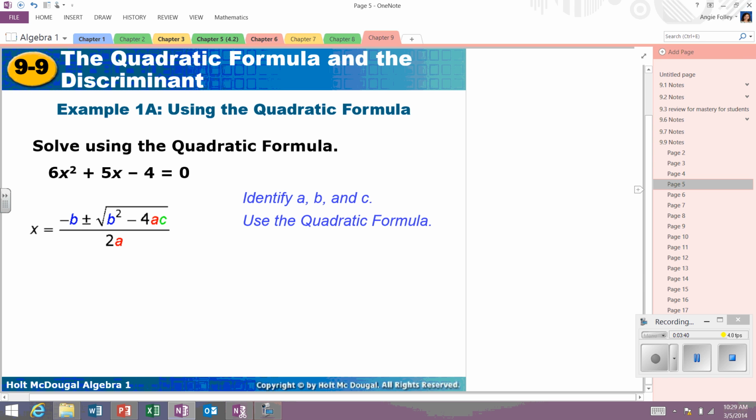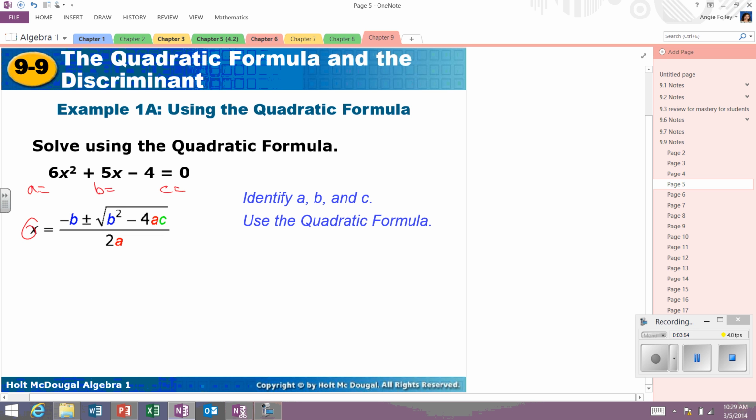So I'm going to show you how to solve using the quadratic formula. They've written the formula for us right here: x equals -b plus or minus square root of b squared minus 4ac all over 2a. My suggestion is to write out your a, your b, and your c. So my a is 6 because it's right here. My b is 5, and my c is -4 because it's got a negative in front.